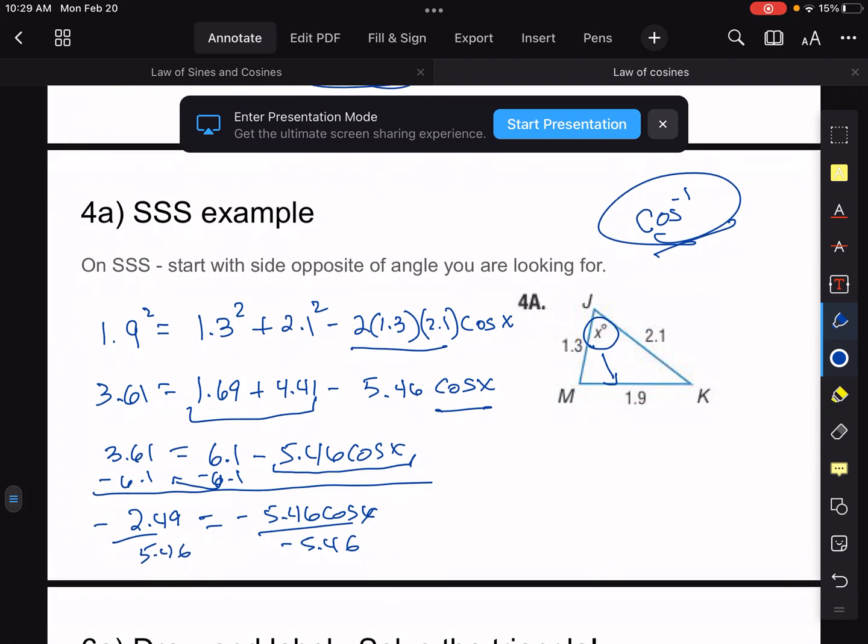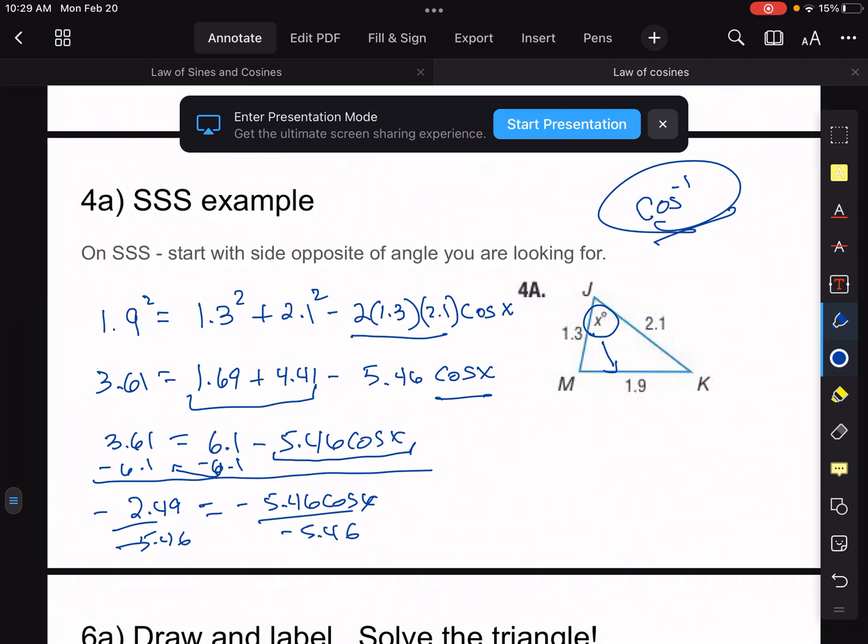There's supposed to be a negative on that, but it's not letting me draw it. There we go. So if I have negative 2.49 divided by negative 5.46, that is going to be some long decimal. So I'm going to move this over here. When I do that out, I get 0.45456... is equal to cosine of x.